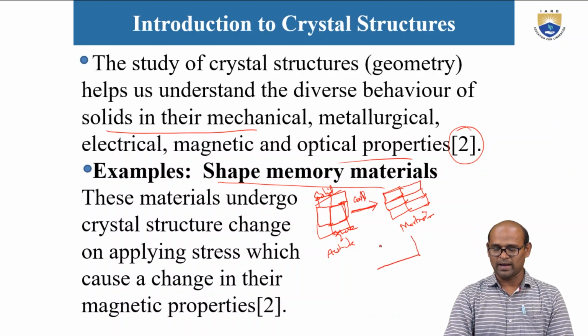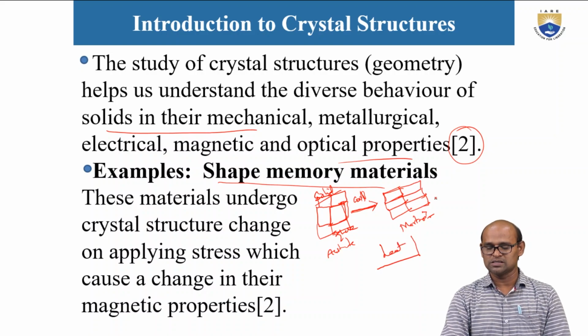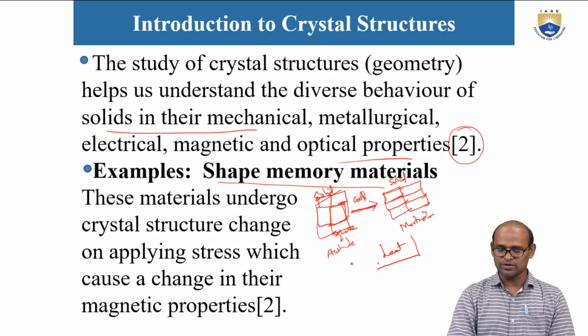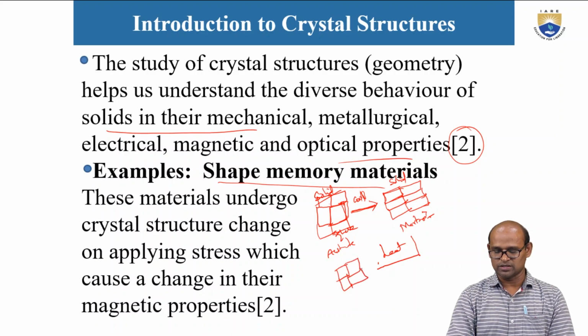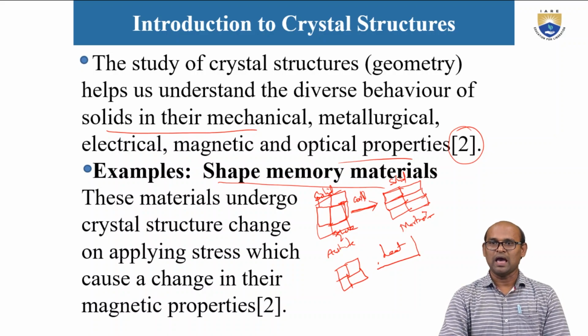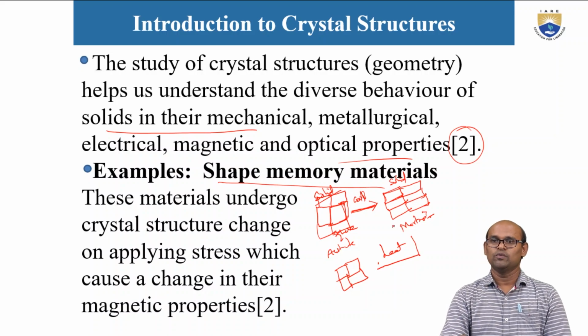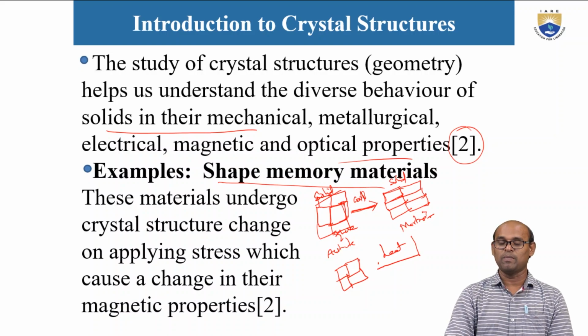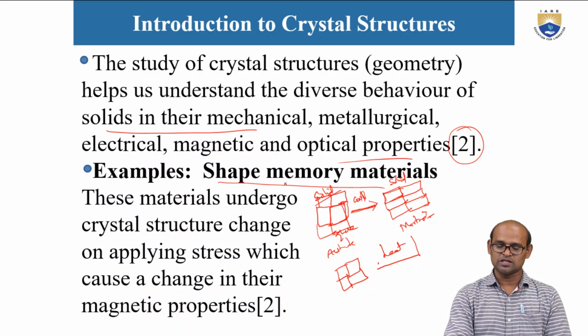Now I am going to heat it back. I am going to heat this solid in which there are rectangular unit cells. When I heat this material, these rectangular unit cells again deform into a solid with all square unit cells. So basically, there are materials called shape memory materials, and they change their crystal structure from one crystal structure to another. When you cool it or heat it, they remember their original shape and come back to their original shape. These are called shape memory materials.